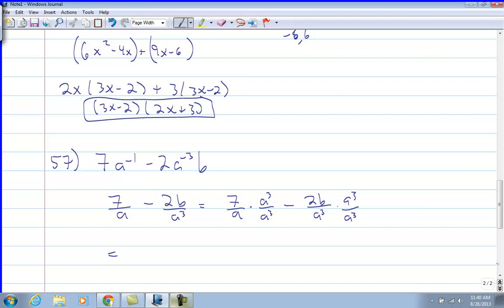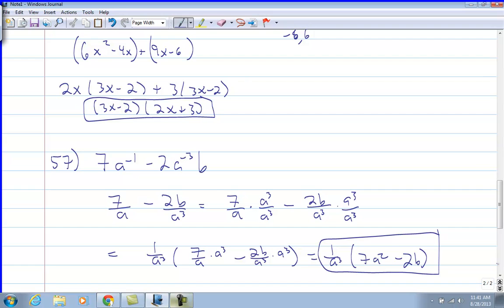What does this have the effect of? Well, I can factor out this a cubed. So I'd have 1 over a cubed times 7 over a times a cubed minus 2b over a cubed times the a cubed. So that a cubed in the numerator stayed. I factored out the 1 in the denominator. And we'd have 1 over a cubed times a cubed divided by a is just a squared. So 7a squared. And then a cubed divided by a cubed is 1. So we just have minus 2b. And that's how that factors.